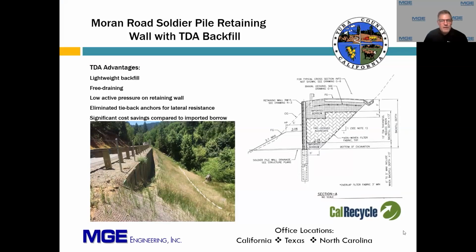So here's a slide related to the Moran Road soldier pile wall with TDA backfill. You have a picture here of the fix in its current condition with the soldier pile wall and the repaired slope below. You have a screenshot here of the engineering cross section, and there are a couple things I want to point out.